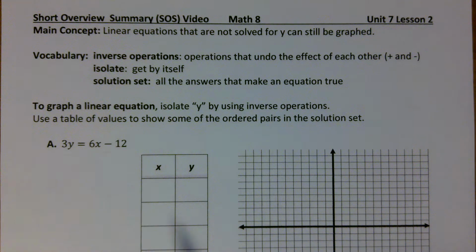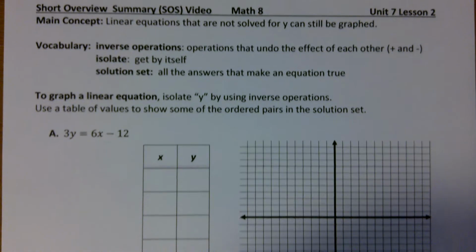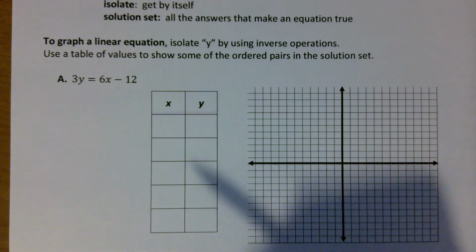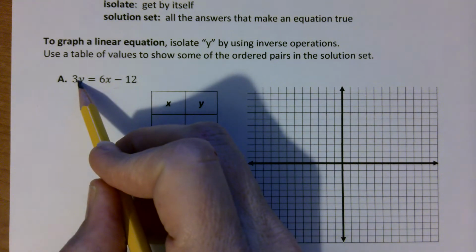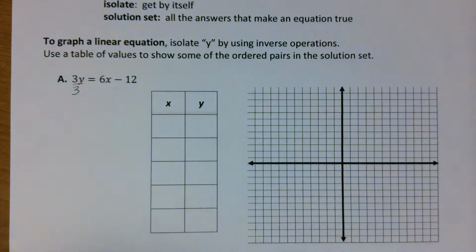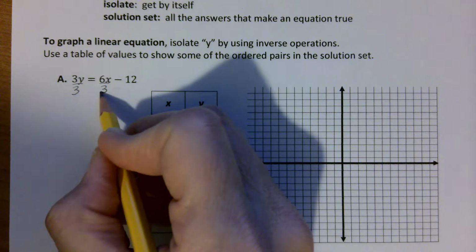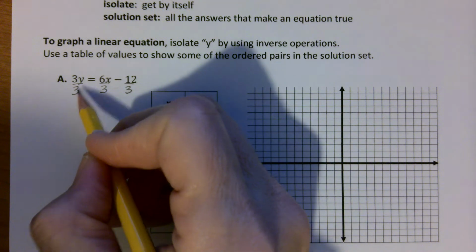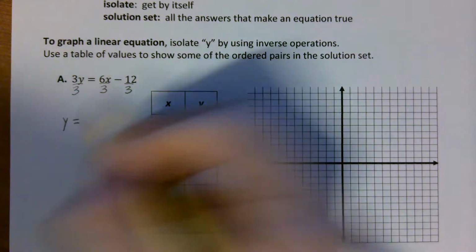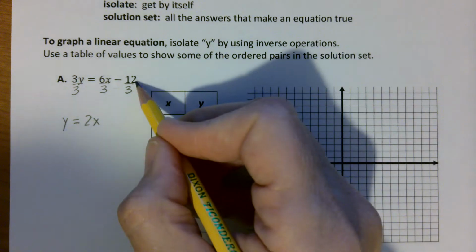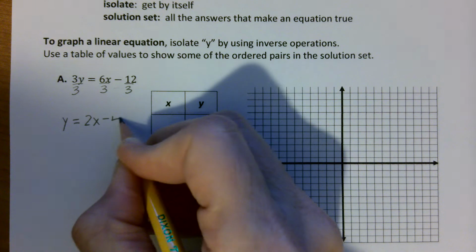So let's take a look at the first linear equation. It says 3y equals 6x minus 12. We haven't isolated y yet. To do that, instead of multiplying by 3, I'll use the inverse operation of dividing by 3. And whatever I do to one side, I need to do to all the terms on the other side. Division property of equality. 3 divided by 3 is 1, so this is 1y, equals 6x divided by 3 is 2, so we have 2x. Negative 12 divided by 3 is negative 4.